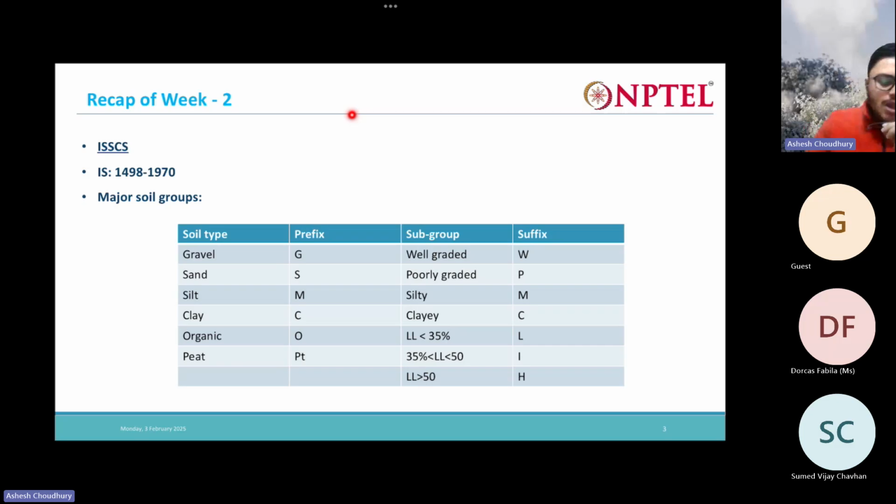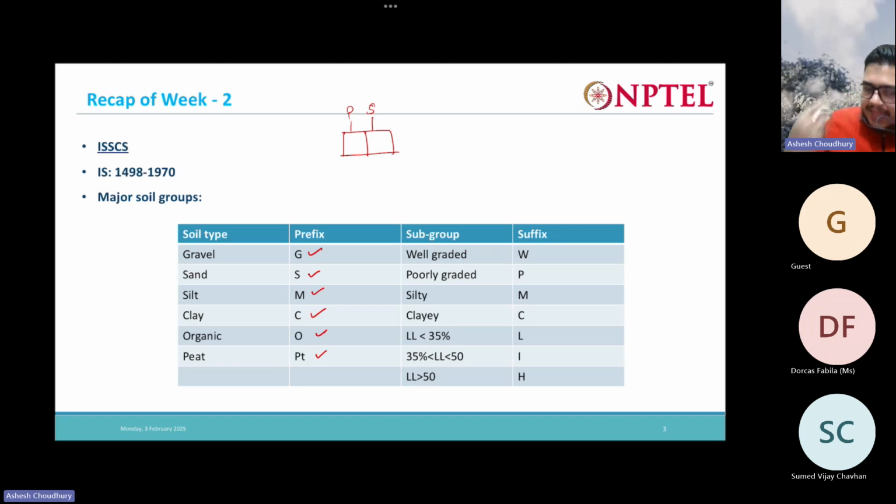When I want to classify soil, I will write it in a coded fashion. That code will have two parts: one is the prefix, and then I will have the suffix. The first letter that I am going to write is the prefix. The possible prefixes are G for gravel, S for sand, M for silt, C for clay, O for organic, and PT for peat.